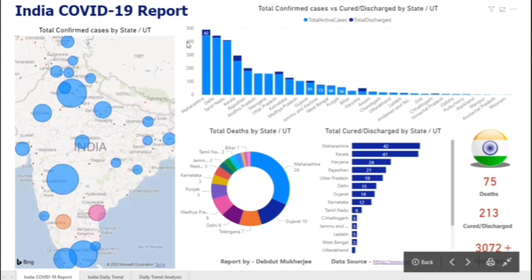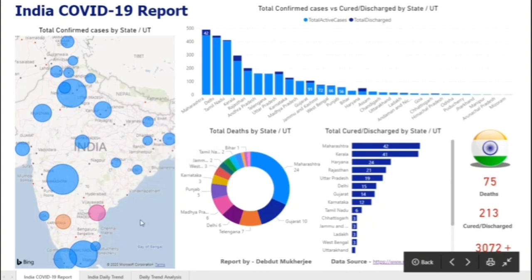Now you can see in this report, if we try to analyze here, this is the current scenario of India. We can easily understand that the states in India which are mostly affected are Maharashtra, Tamil Nadu, Kerala, Delhi, and many others. Even though there are some states which are not affected as much as these ones, it is important to understand that a lot of states in India have been affected because of this.